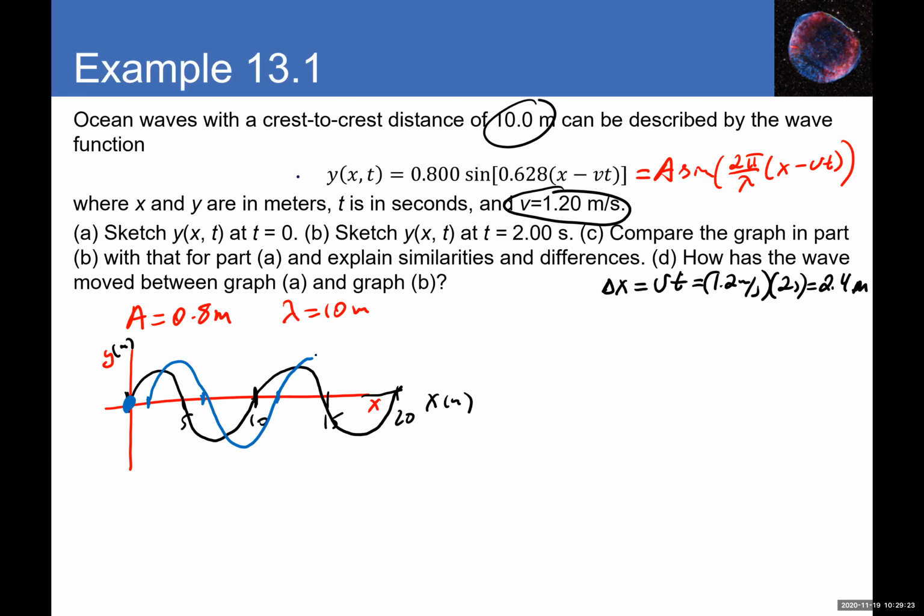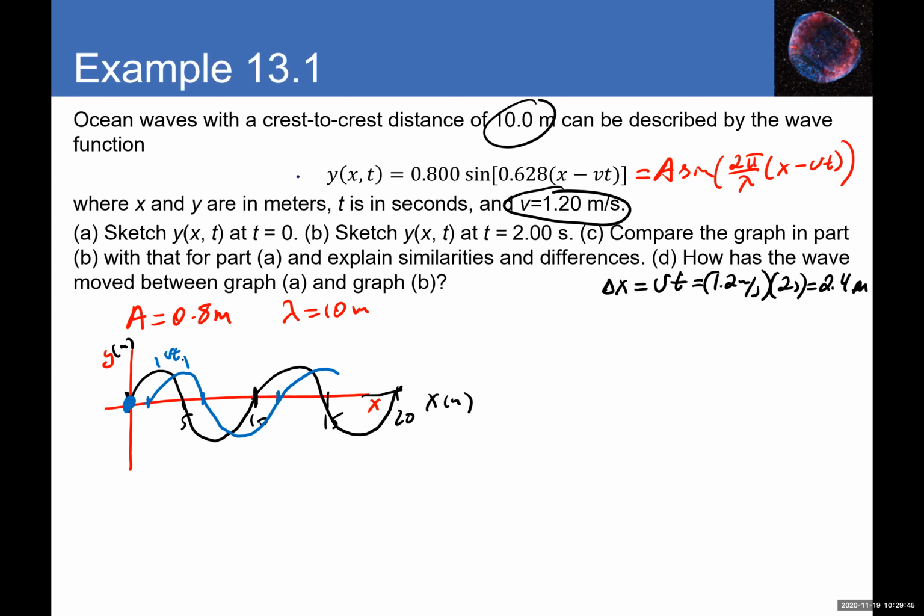So this will be my graph. I need to make sure I keep the same amplitude and things like that. This is that vt distance, right? It's moving a distance of vt, but the shape is still exactly the same.